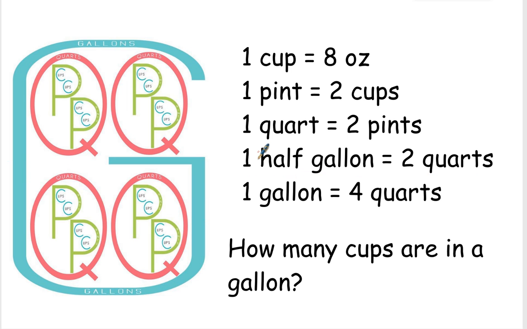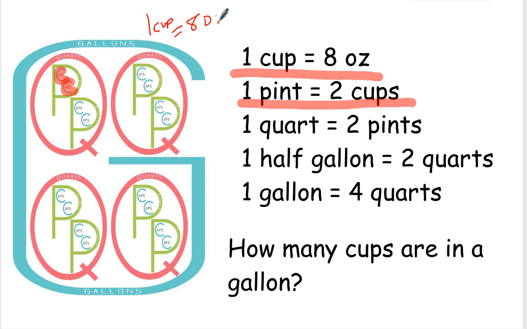Okay. 1 quart equals 2 pints. And you can see that because there are these 2 P's for pint inside the big quart. So then 1 pint equals 2 cups. And you can see that there's 2 little cups inside of the pint. And then 1 cup equals 8 ounces. Okay. And that's not shown in my picture. Usually they just write it off to the side. So they'd say like 1 cup equals 8 ounces.